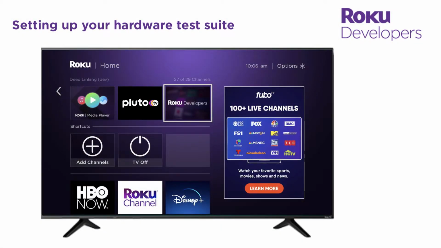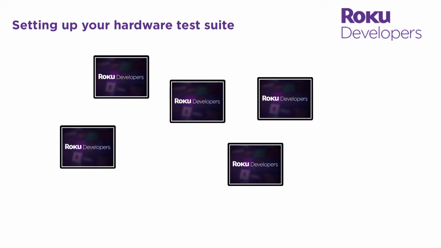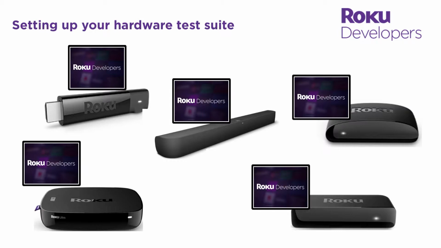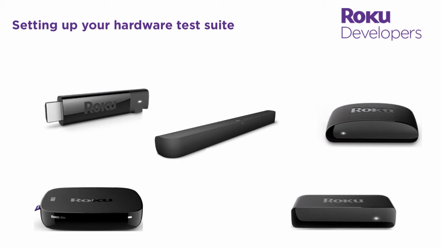When a Roku channel is published to the Channel Store, it is deployed to all supported Roku devices that actively receive Roku OS updates. This includes a wide range of models that have varying performance specifications. As a result, you will need a test suite that includes multiple device models to verify that your channel can run optimally on all devices.